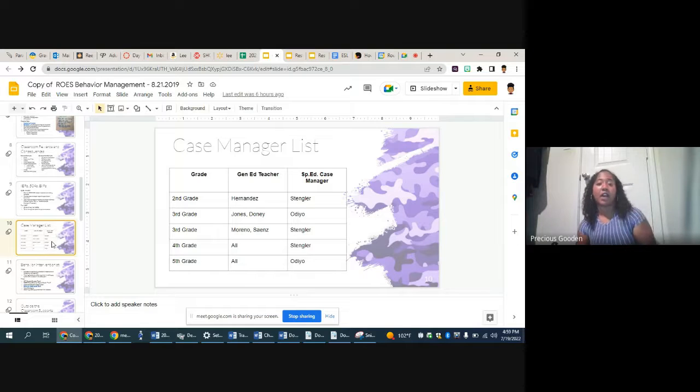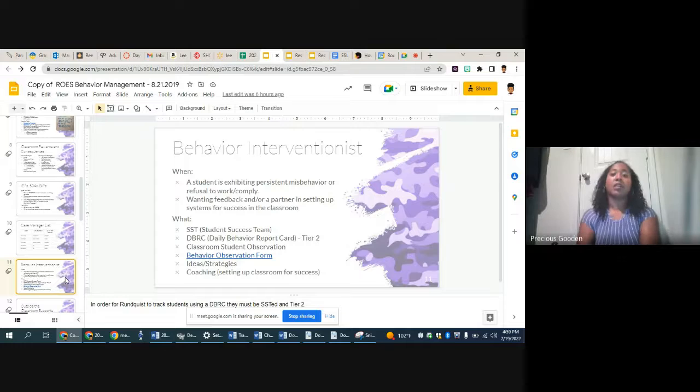Here's a list of case managers for each grade level, 2nd through 5th. And you can always contact administration and behavior interventionists to reach out for support. So a student is exhibiting persistent misbehavior or refusal to work and comply. That's when you would contact Ms. Runquest.